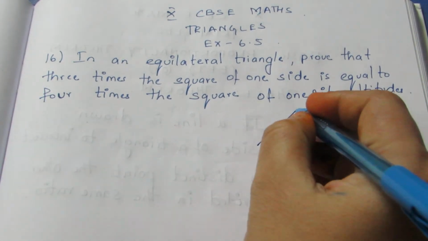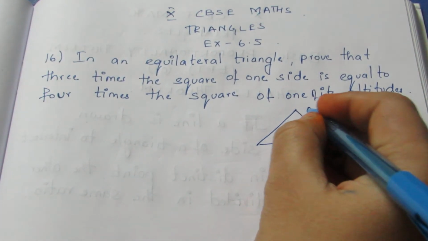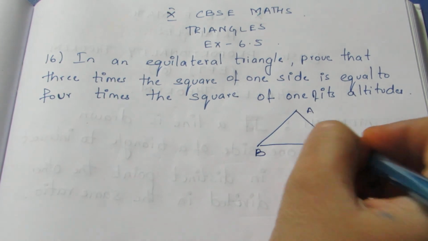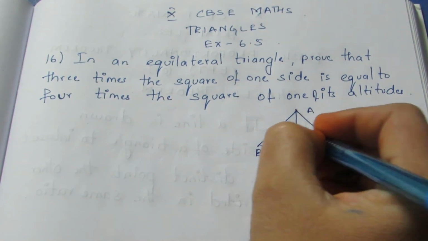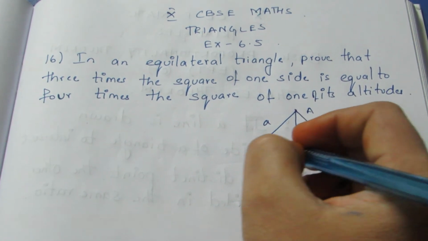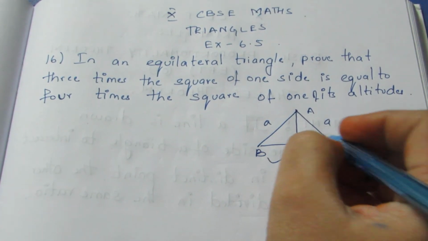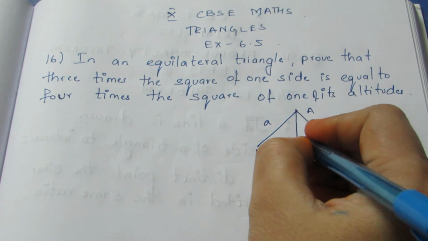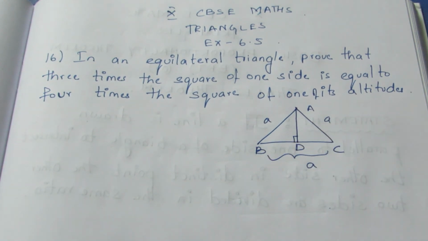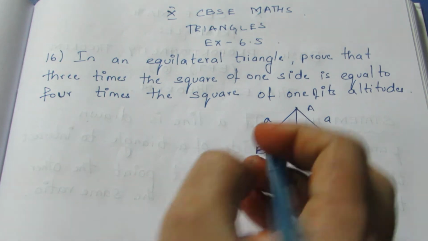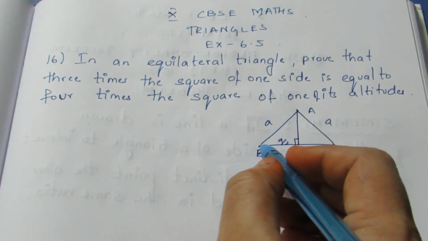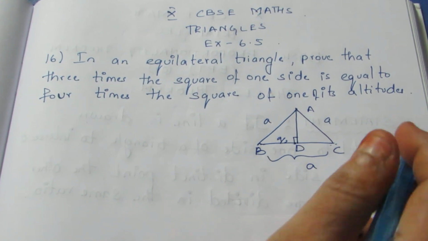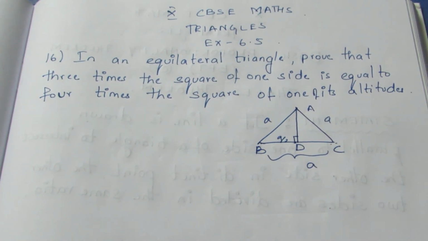Now, this is an equilateral triangle ABC. Prove that 3 times the square of its one side... Let me take all the sides to be A. The altitude is also the median for this triangle. I am taking this to be A by 2, because we have taken this as A, so this will be half of BC, so this becomes A by 2.